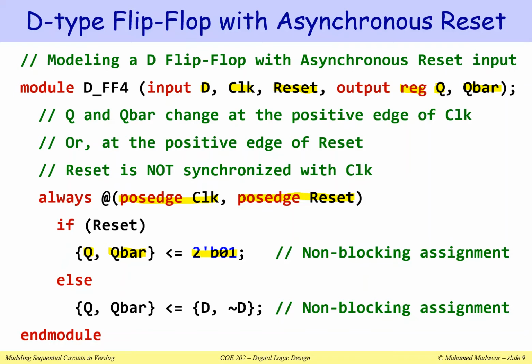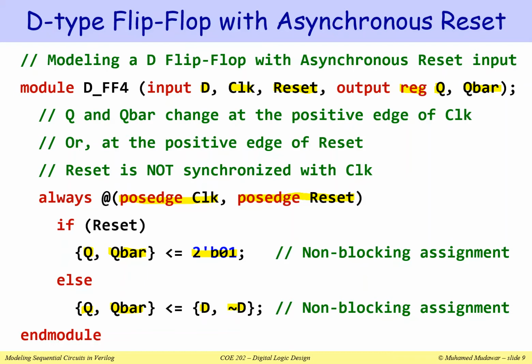We're assigning 2 bits here to Q and Q bar. Q will be 0 and the Q bar will be 1. Else, it means that we have the positive edge of the clock. Then in this case, Q becomes D and the Q bar becomes not D, and we are doing this again in one assignment. Okay, so this is done in one statement.